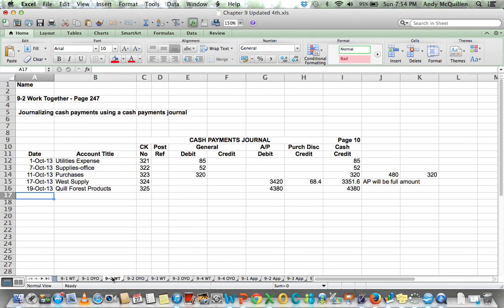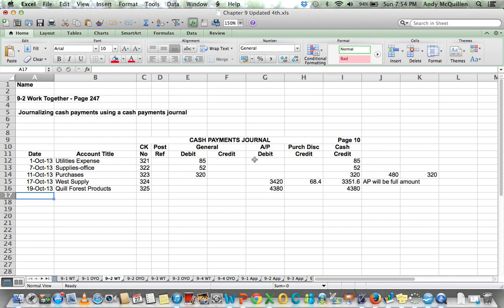9-2 is a little trickier as you get going, and I've made some notes over here on the right hand side. You are now dealing with a cash payments journal. Cash payments journal has the general debit and credit like you've been accustomed to. It also has the cash credit. Now we're going to add in a couple columns. Accounts payable, debit, purchases discount, credit. And our page number on here, given to you on page 247, is 10.